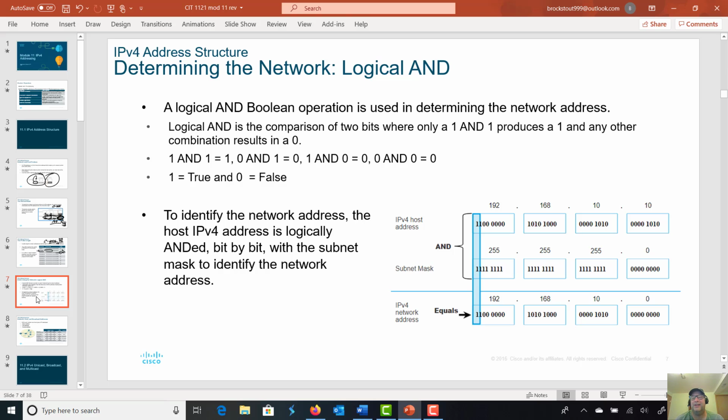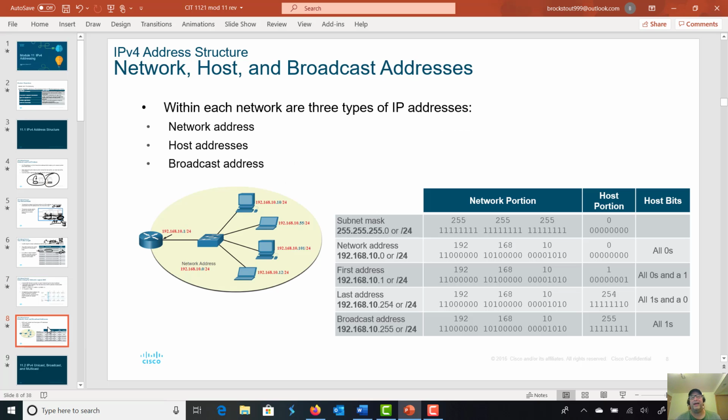The ANDing just basically says this: what you can get is a network address out of ANDing an IPv4 address and a subnet mask. And it will give you the IPv4 network address, the first address in the range, if you AND them out. Okay. Just be aware of that. I haven't even told you what the network address is yet. So let's just hold off on that.